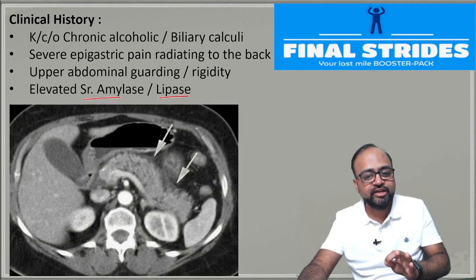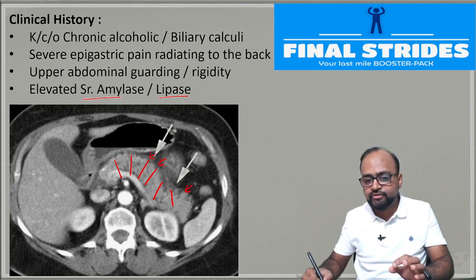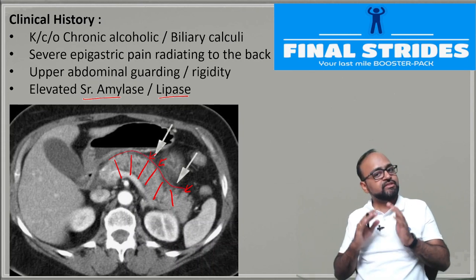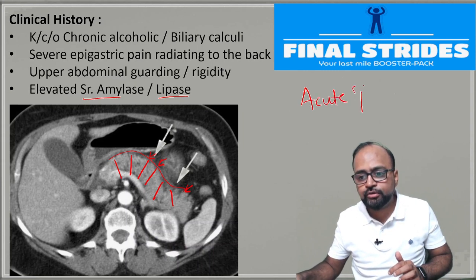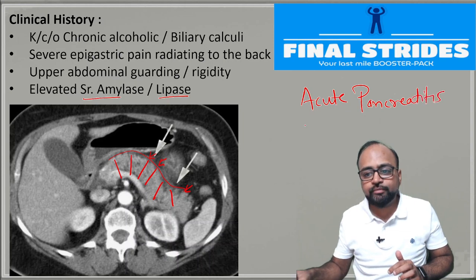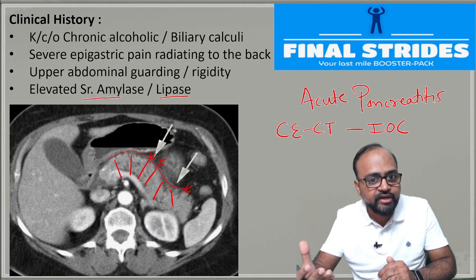You look at a CT, you see pancreas is bulky, right? You see this hazy appearance along the surface of the pancreas, maybe small fluid collection along the surface of the pancreas. This clinches a diagnosis of acute pancreatitis. Okay, so for acute pancreatitis, remember CECT is considered to be the investigation of choice. On CT, there is a Balthazar scoring system, there is a CT severity index.